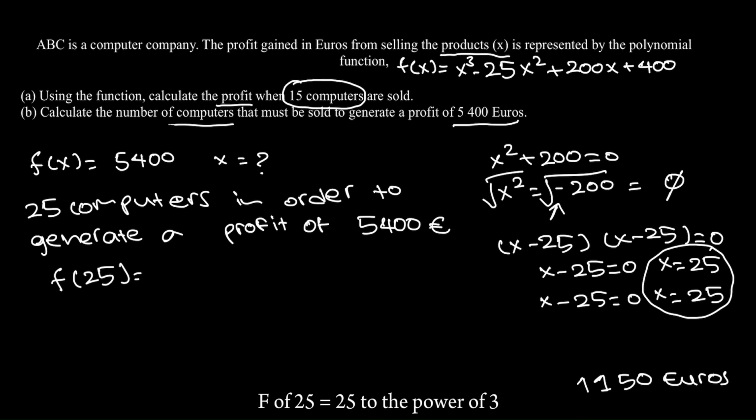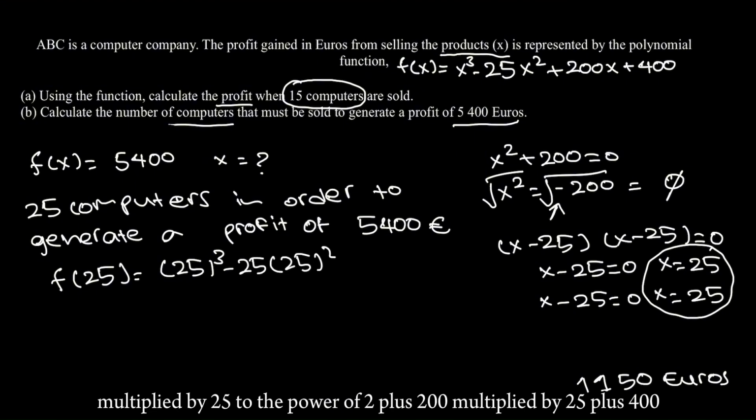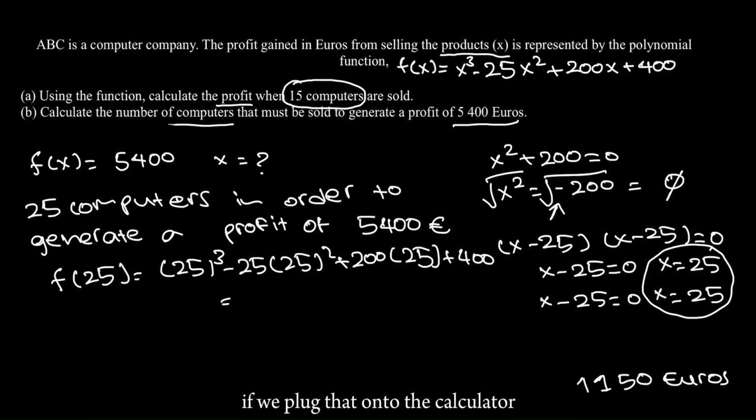f of 25 equals 25 to the power of 3, take away 25 multiplied by 25 to the power of 2, plus 200 multiplied by 25, plus 400. If we plug that onto the calculator, we will get a value of 5,400.